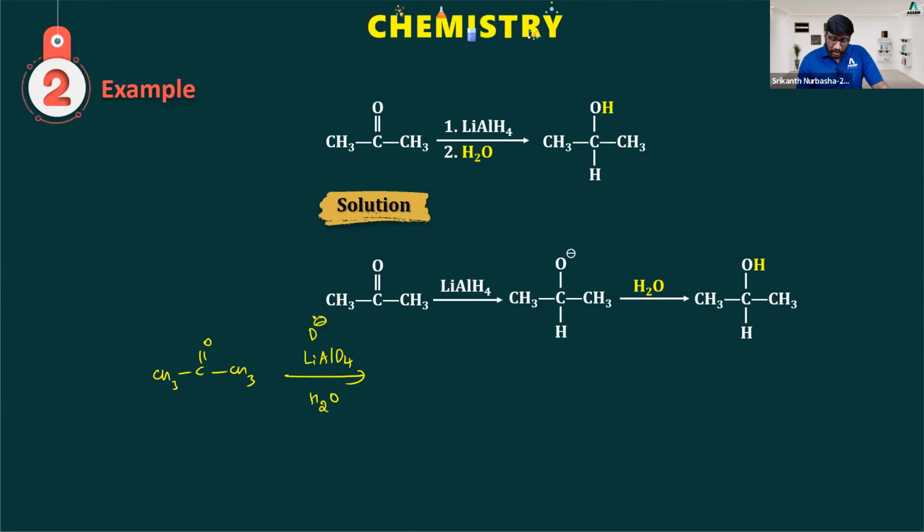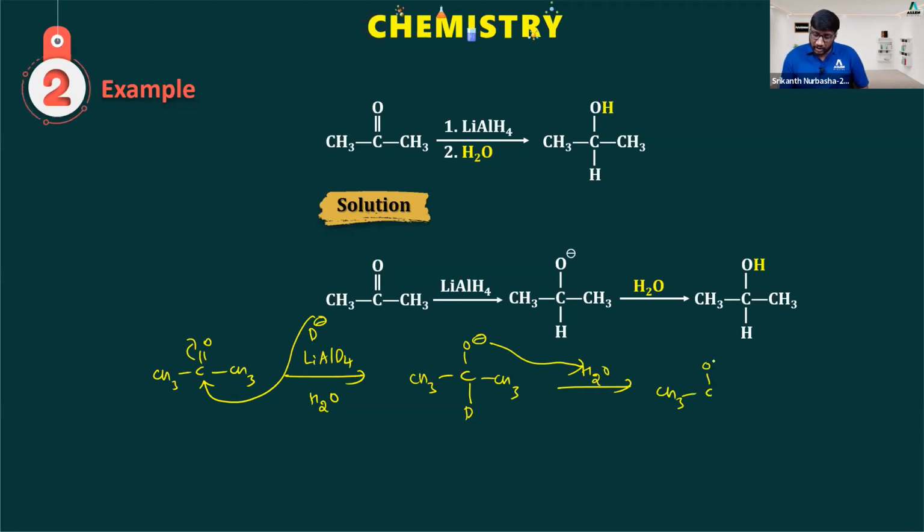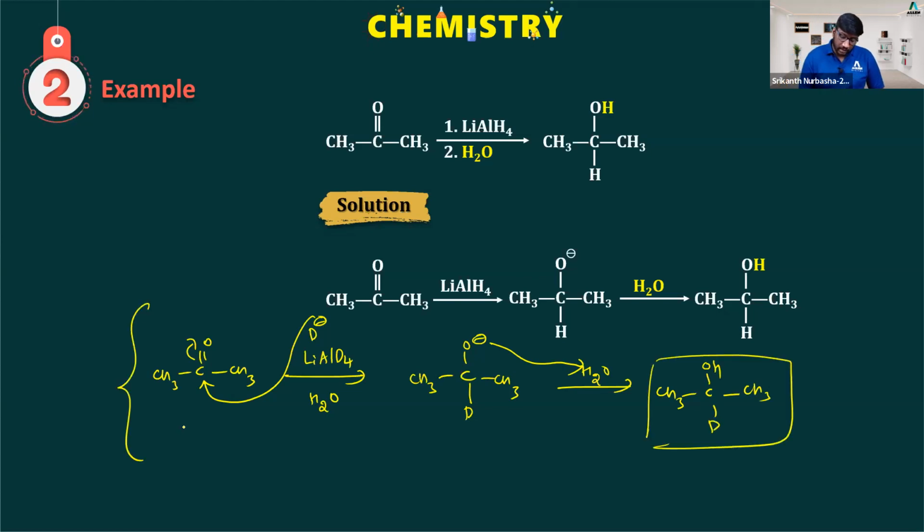LiAlD4 produces the D minus ion, the deuteride ion, that will attack the electrophilic carbon of the C double bond O, and the pi electron density moves away, giving CH3CO minus CD CH3. This will attack water, H2O. The negatively charged oxygen picks up the proton, forming CH3CH(OH)CD CH3. Got it now? The questions can be interlinked by the introduction of isotopes. I can ask different types of questions. Lithium aluminum hydride is providing the hydride ion which acts as the nucleophile. H2O is providing the proton; it is not the hydride ion that is added.